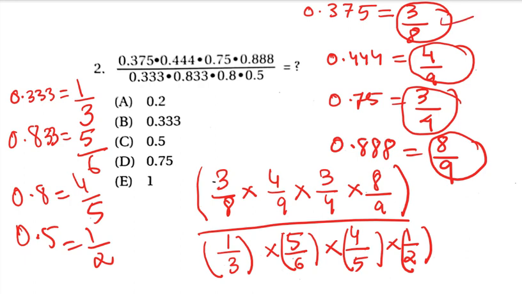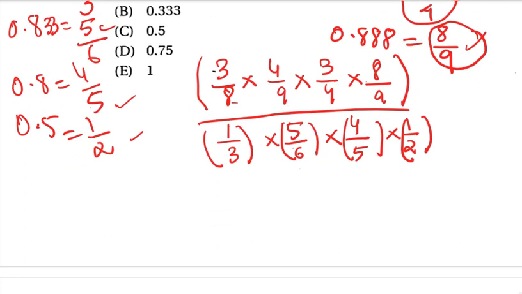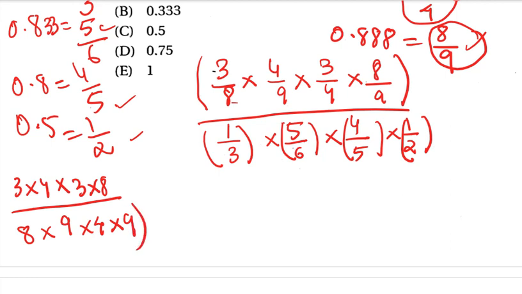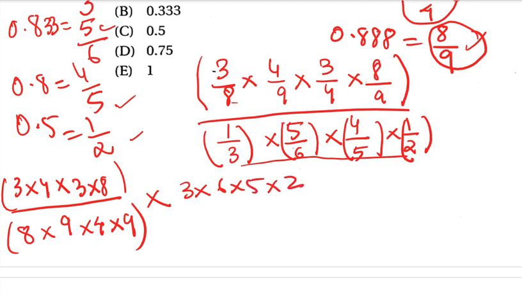Alright, so let's check I have written everything correctly. 3 by 8 in the numerator, correct. 4 by 9, correct. 3 by 4, correct. 8 by 9, correct. 1 by 3 is there, correct. 5 by 6 here, correct. 4 by 5, correct. 1 by 2, correct. Now it's time for us to do the normal calculation that you have done in smaller classes. You already know what to do, right? That is 3 into 4 into 3 into 8 divided by, don't cancel as of now, 4 into 9. So this is the first fraction, into the whole of this denominator part will go up. So that is 3 into 6 into 5 into 2 divided by 5 into 4. Now let us cancel out whatever is cancelling out.